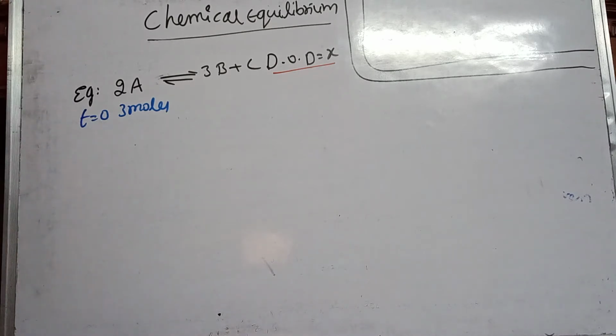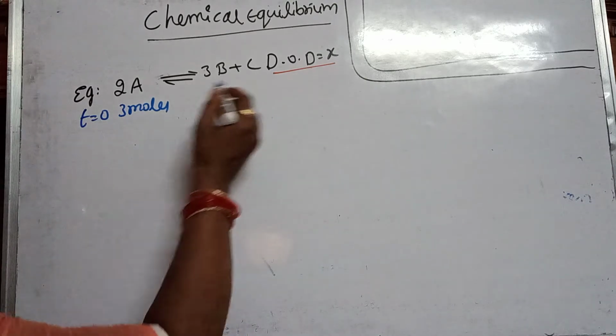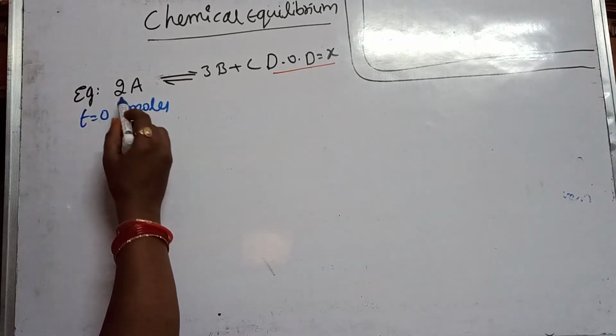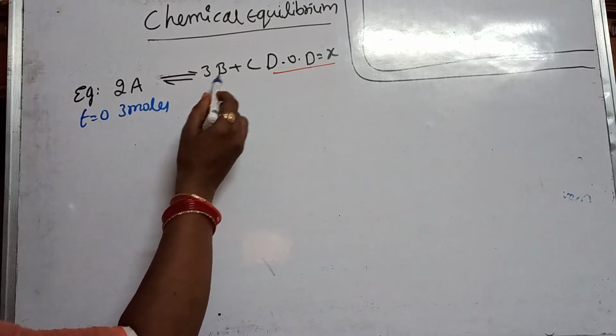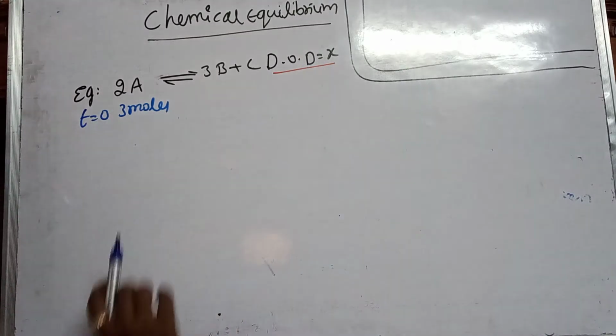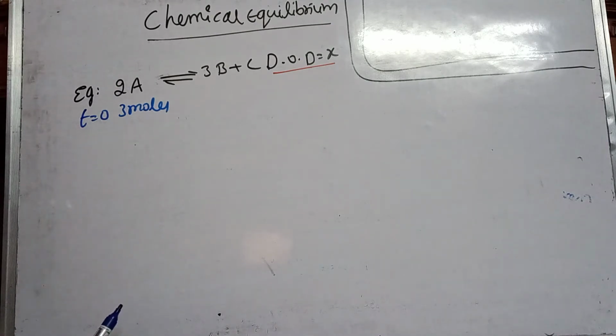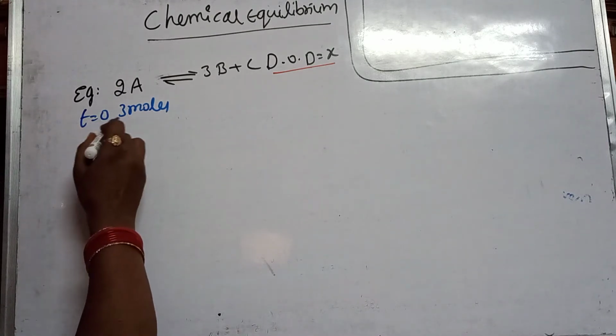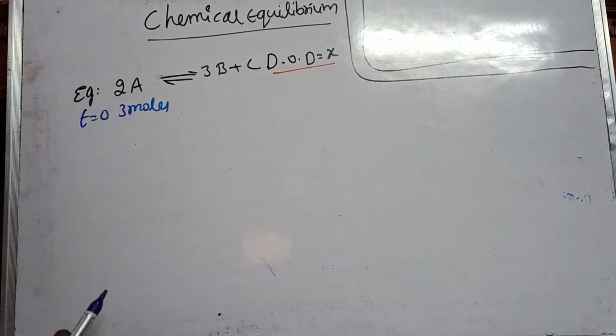So how to see here? In this problem, this is the given chemical reaction, 2A gives rise to 3B plus C. So DOD given in the problem is X, the degree of dissociation X. So first of all, 3 moles of A is taken.